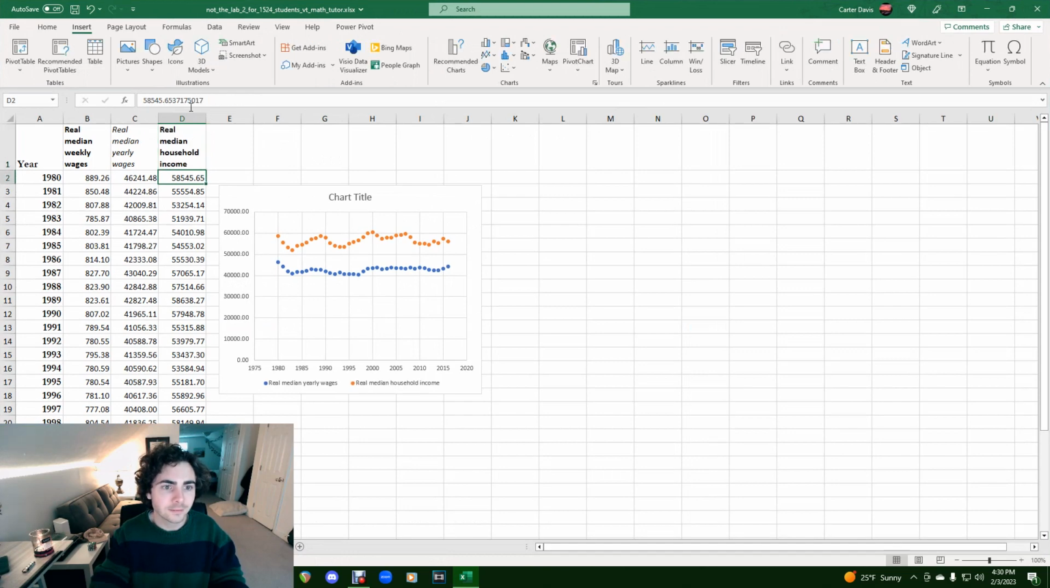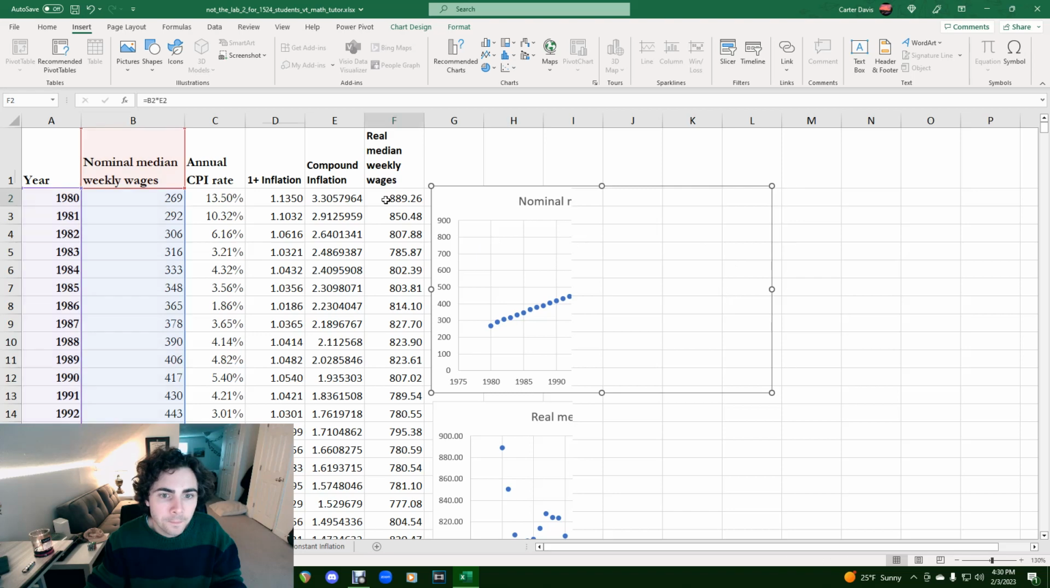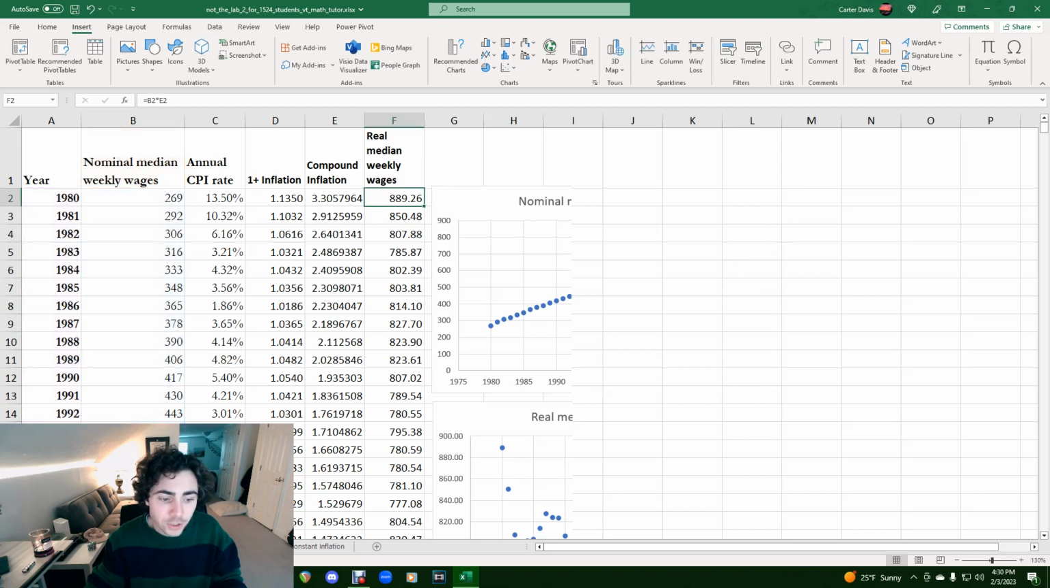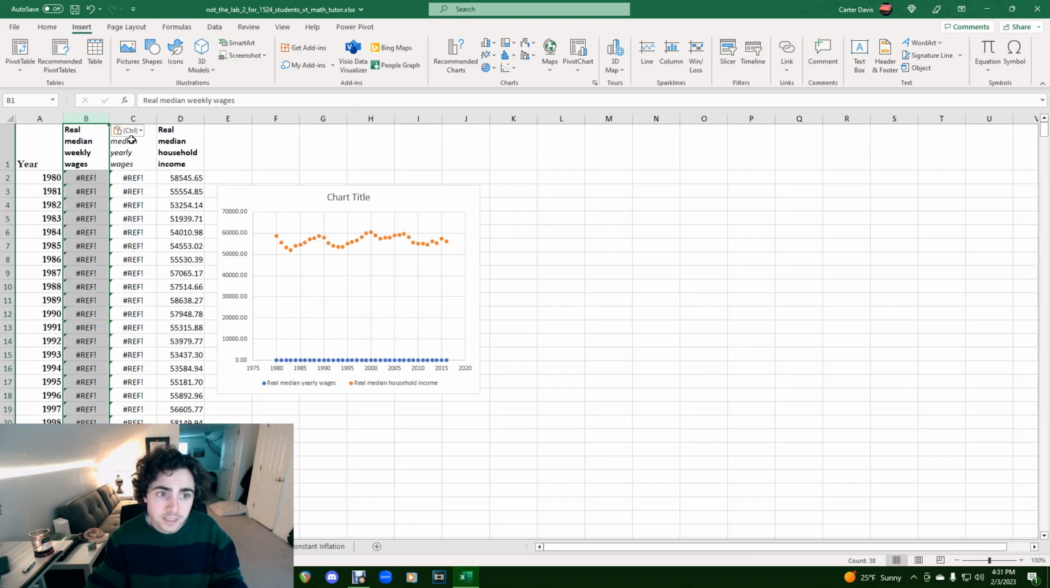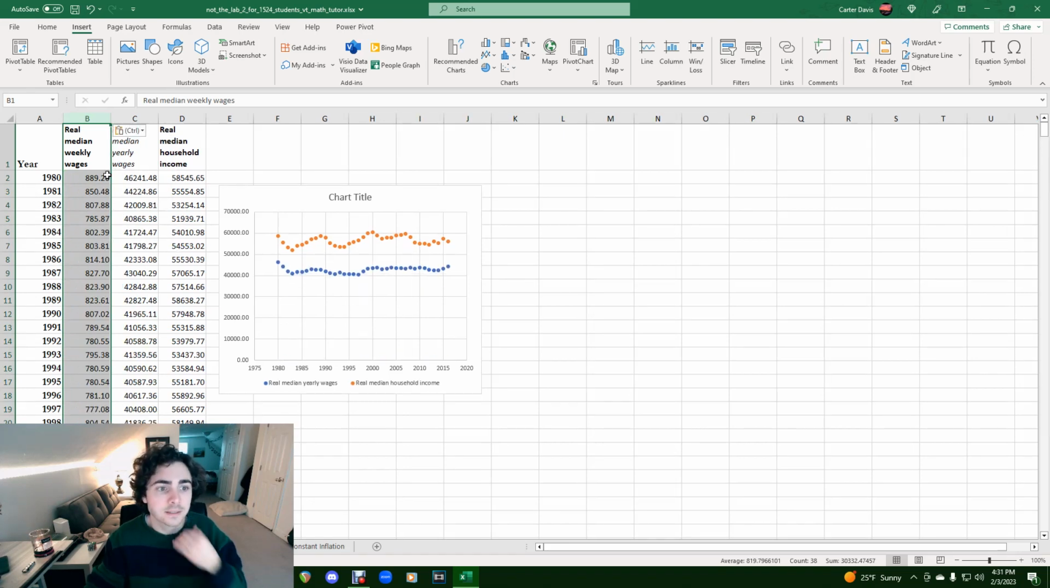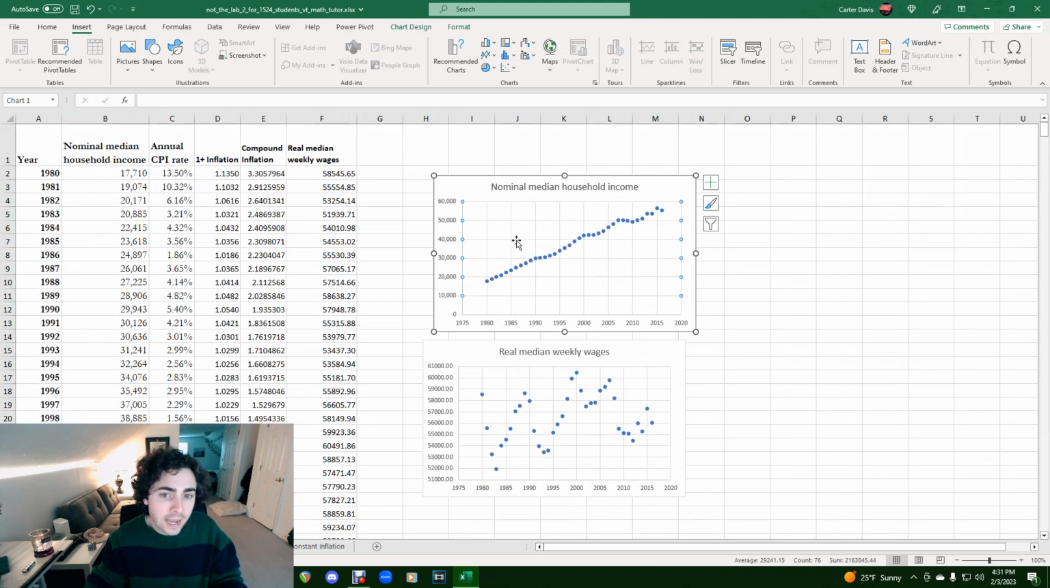Household income. Just realizing that. Anyway, what they have you do, if you calculated your real median weekly wages just back here, in this column F on wage income data, is click on F, Control C to copy it, and go over to comparison, click on B, and hit Control V. It's going to look crazy until you hit this down bar, hit values, and it fixes it. So that's your weekly wages, and then you go over to household data.